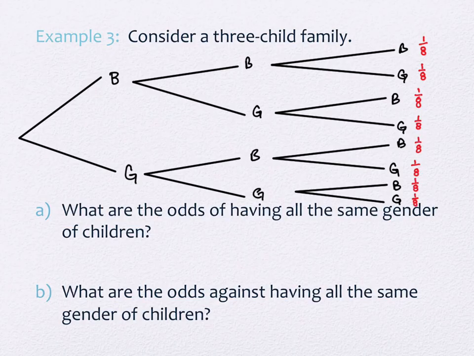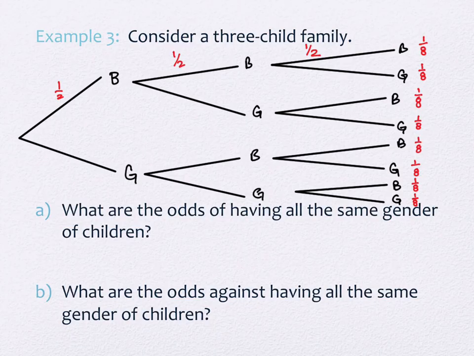Does that make sense? And if you think about it from multiplying, it works the same way, right? So this is 1/2 and 1/2 and 1/2. And what happens when we multiply 1/2 times 1/2 times 1/2? We get 1/8. Okay, so from either perspective, we're going to get 1/8 at the end of the branches.